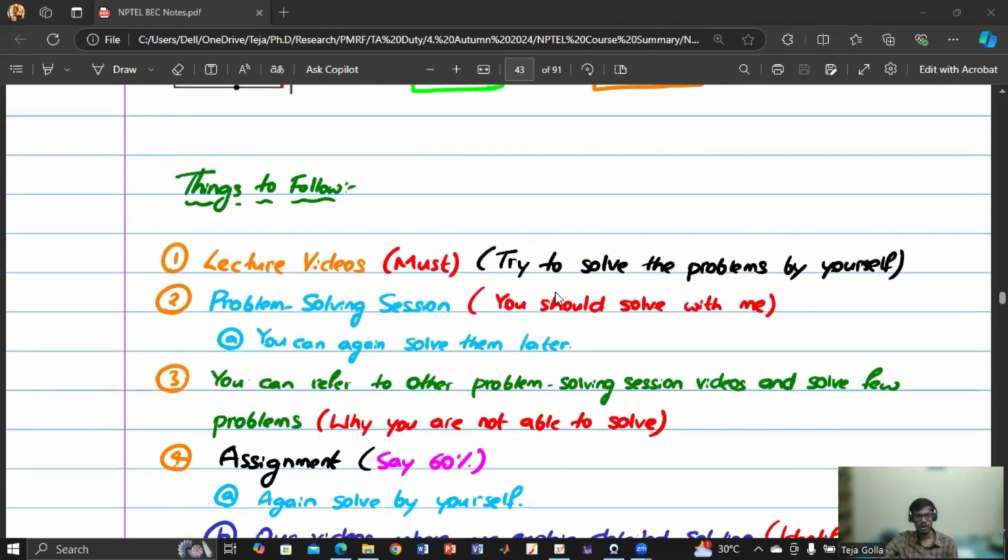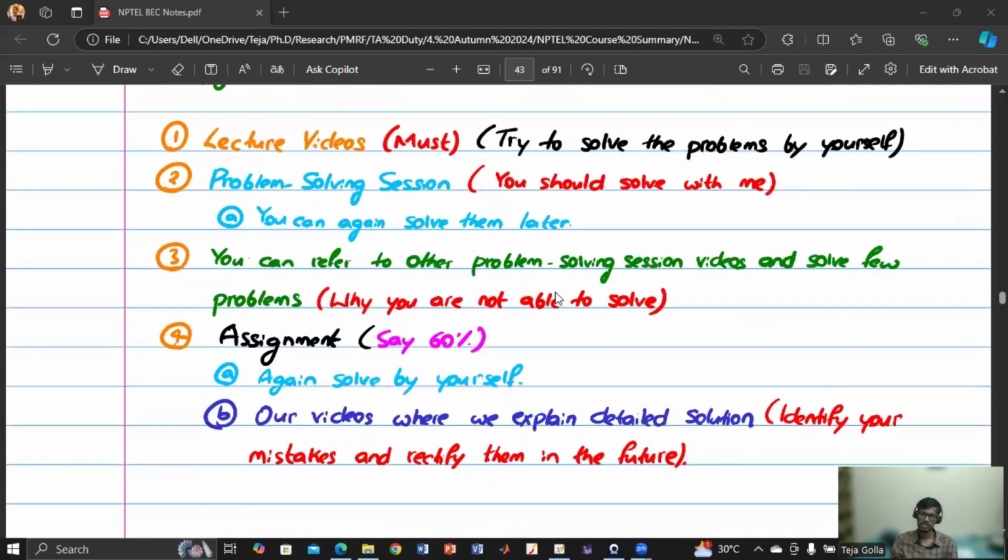So someone has asked how to improve ourselves. I have told them that you have to go through the lecture videos that sir is discussing, and then solve with me during the problem solving session. And also I have told that if you are not able to solve, you have to see why you are not able to solve, whether there is some issue in the conceptual understanding or you are making some mistake. So first you have to identify the problem, why you are not able to score good marks. Then you have to start addressing the problem. Say if you are not conceptually clear, then you have to go through the lectures or the problem solving sessions where I have discussed the concepts.